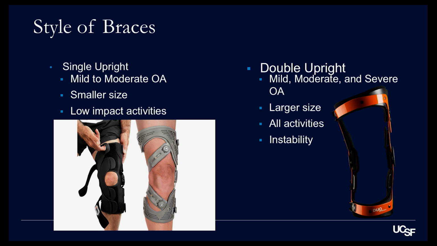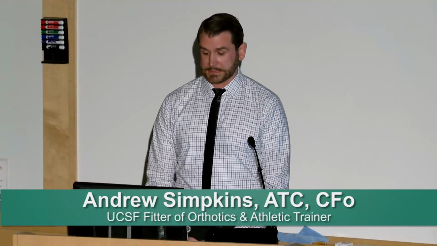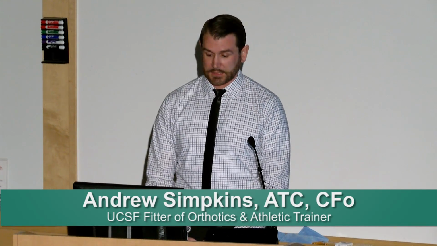Style of unloader braces. So this is the other kind of bread and butter of our world. Is there double upright or single upright? Meaning upright referring to hinges or metal frames on the side. So you can see over here, single upright. They're more meant for the more mild, moderate stages of arthritis. They're smaller in size. These are actually very popular nowadays. Patients tend to like these. They're a lot more compliant wearing these styles of braces, mainly because they can fit under a lot of different types of clothing. You don't have to go out and buy a whole new wardrobe to fit a specific brace.